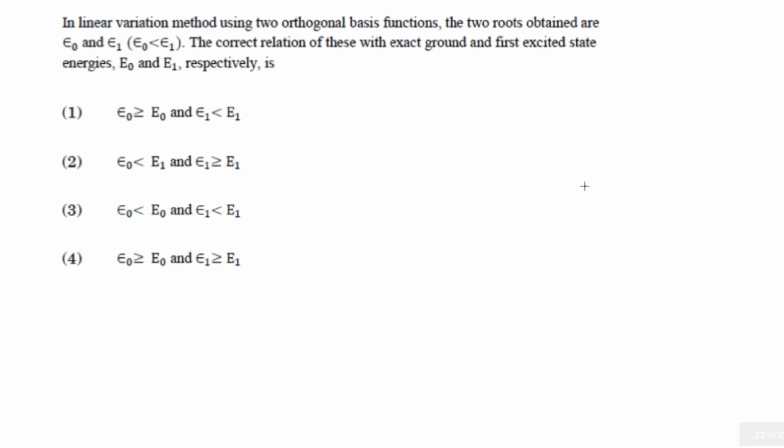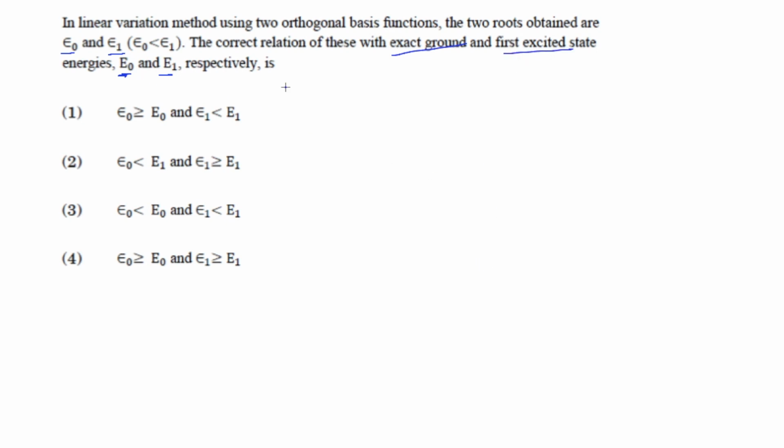It says that in linear variation method using two orthogonal basis functions, the two roots obtained were epsilon naught and epsilon 1, where epsilon naught is smaller than epsilon 1. The correct relation of these with exact ground and first state energies E naught and E1 respectively is... So you have to tell the relationship between the exact ground state energy and the exact first state energy.